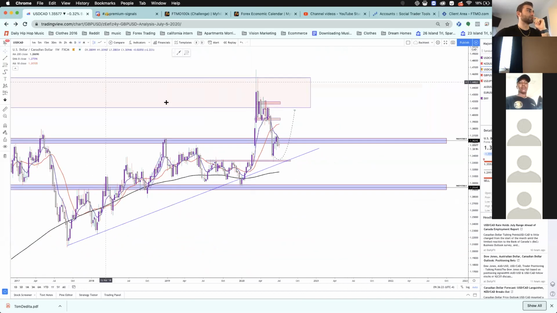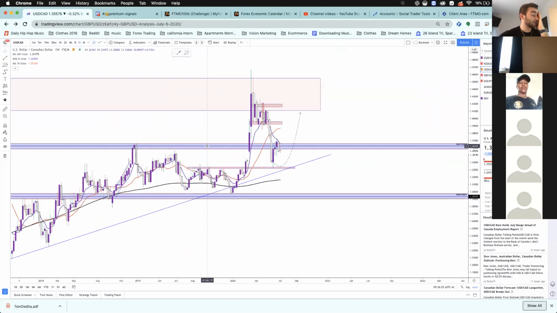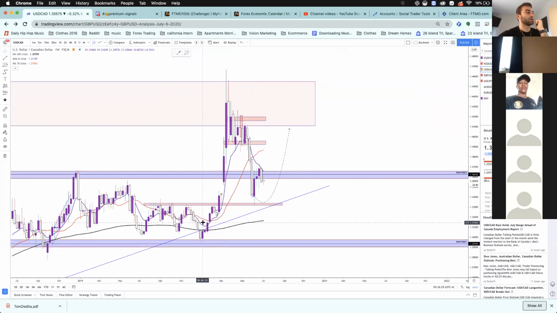So the weekly time frame, we have been taking shorts on UCAD for quite a while until we came into this daily support level. This is where things got tricky. We came into this daily support level. We found a lot of buyers in this area.